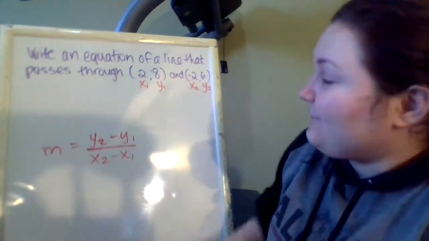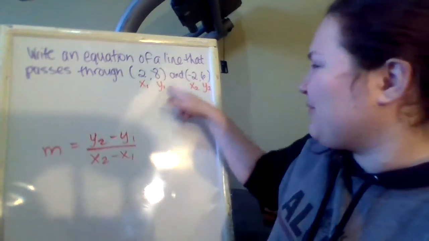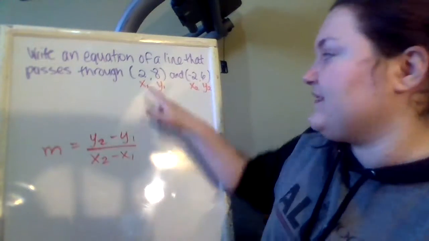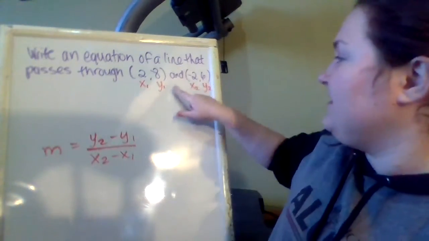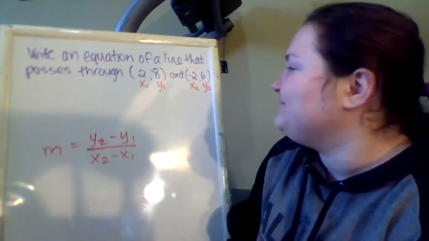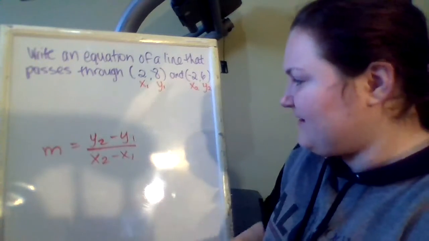It does not matter if you want to call this your first point and call this your second point. I'm just going with 1 and 2 because of the way they were given in the problem, but that is something you can flip around. So this could have been x2, y2, and this could have been x1, y1. Fun fact. Now that we've got our points labeled, we can go ahead and substitute into our slope formula.